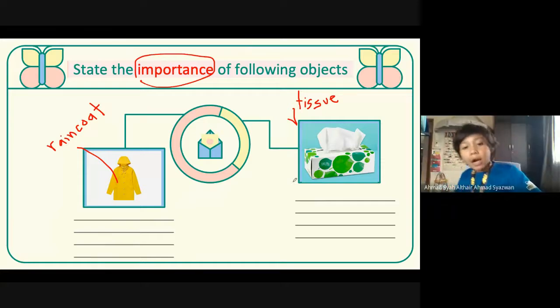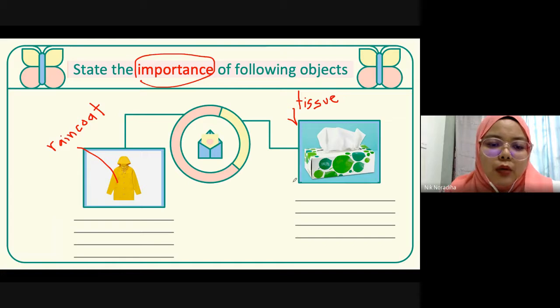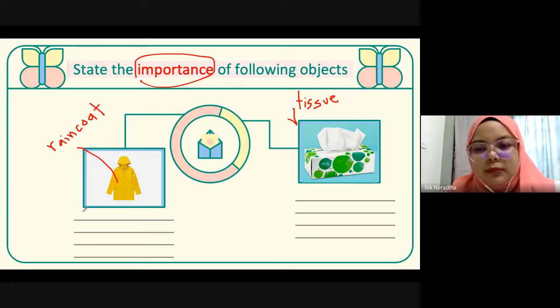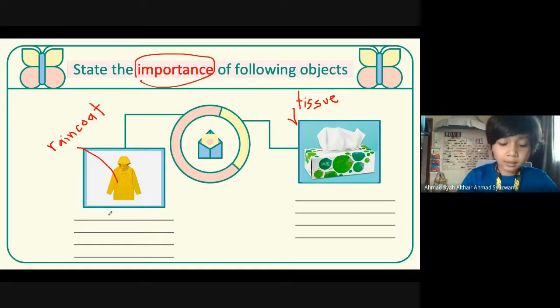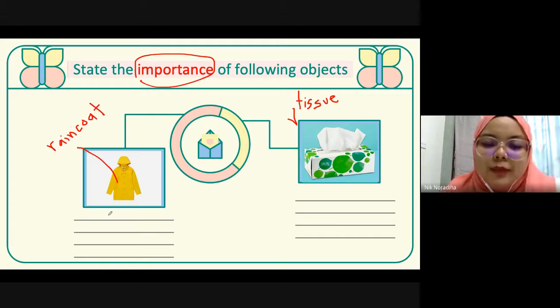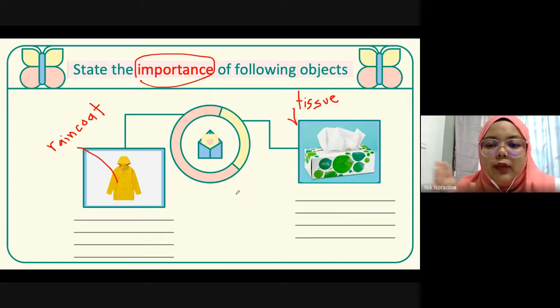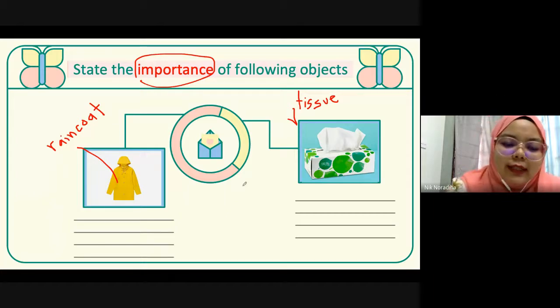How to spell protect? P-R-O-T-E-C-T. Protect. Okay, so this one, you can do later. As for now, we are going to do our activity book first together. This one you can do later in seesaw.